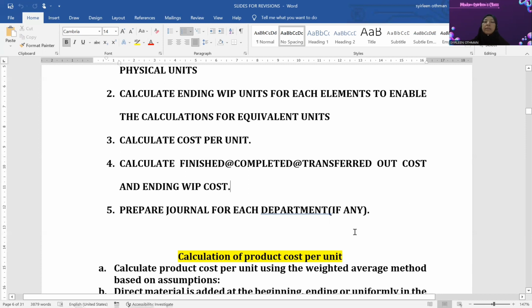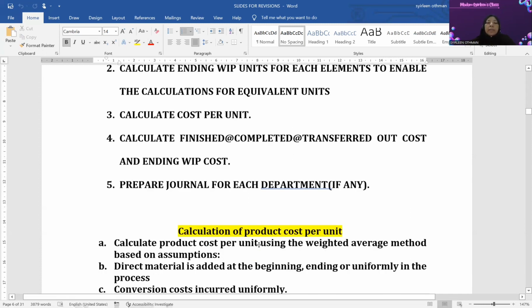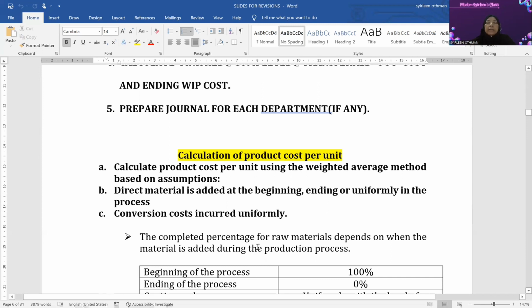Okay, and then after that, if you are required to do any journals, okay, you are going to use the items or use the values in the table or the one that you calculated manually, okay, to prepare the journal entries. Okay, the first thing that you need to know ialah the percentage of completion. Okay, sebab bila kita nak kira ending work in process inventory for each element, okay, so we need to know the percentage of completion for these elements.